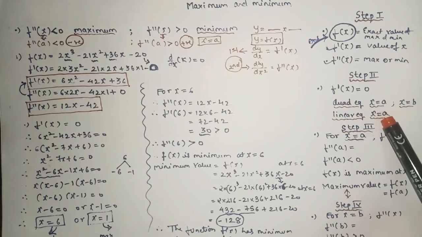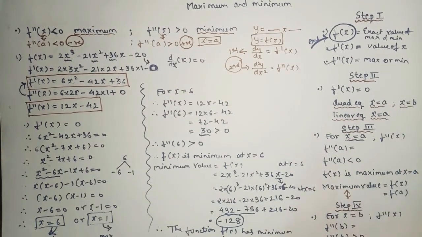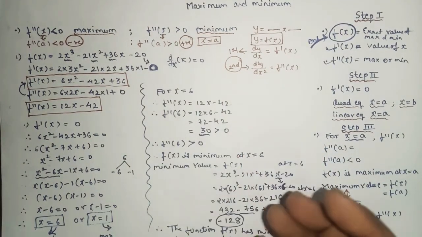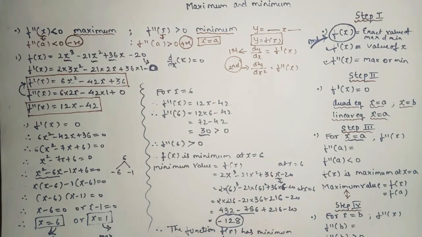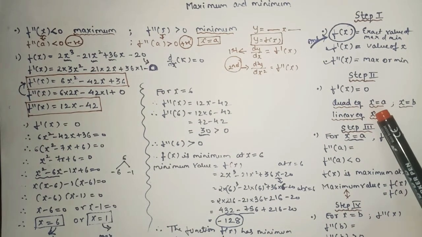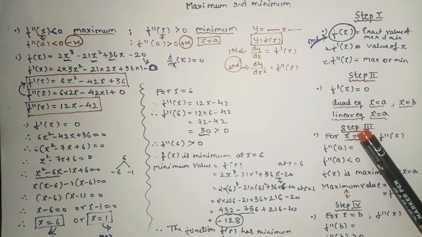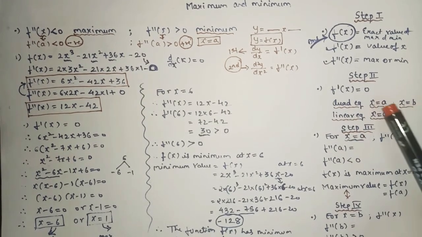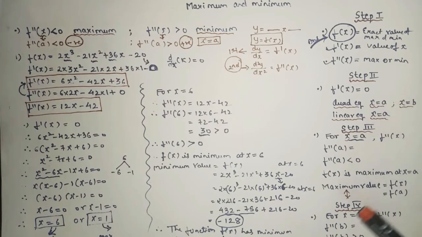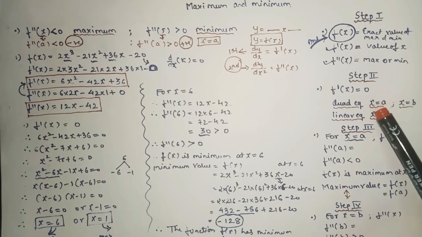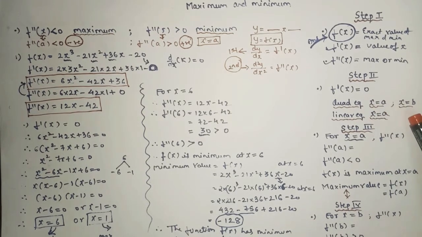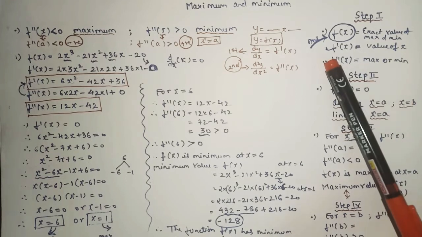Suppose you are getting only one value of x, then straight away it will be either maxima or minima. There are some sums in the exercise where you will get only one value of x. Then after finding the value of x, what is step number 3? You have to substitute the two values, x equal to a and x equal to b. When you substitute these values, see to it that you substitute them in f double dash x.